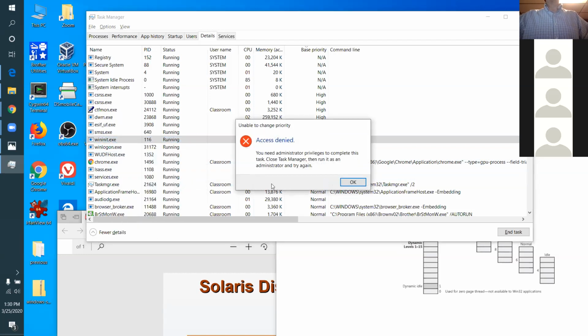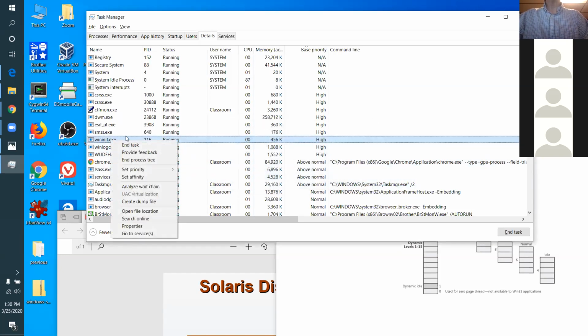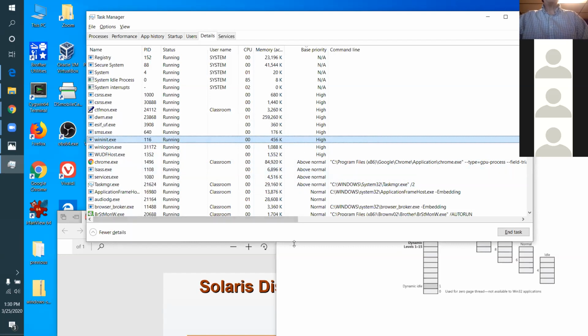See, access denied. The operating system knows I'm a regular user, and it's not going to let me make a change like that. I'm not even sure an administrator can make a change like that, because that should be something that's guarded by the operating system itself, not even by an administrator. Okay, so I cannot set the priority of a process that I don't have access to. And let's see what else.